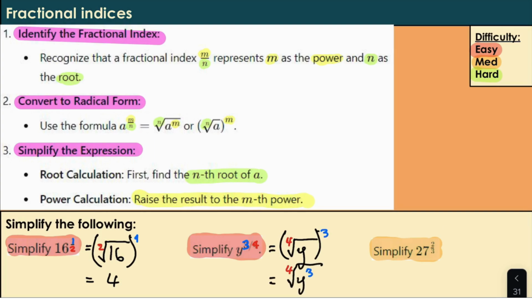In our next question, we know that our denominator is 3. That means we are finding the cubic root of 27. And once we get the cubic root of 27, we need to square the result. The cubic root of 27 is 3, and we still need to square our result, so we get a solution of 9.